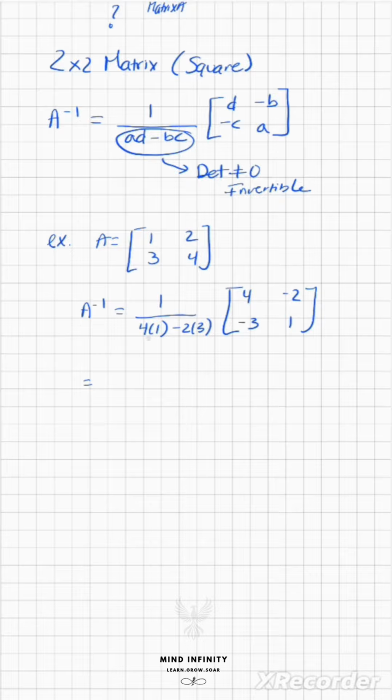Now we have 4 times 1 is 4. This is minus 6, so we have negative 2. So 1 over negative 2 times these. So it's the half of this one, so it's going to be negative 2, 1.5, 1, negative 0.5. So this is your inverse matrix.